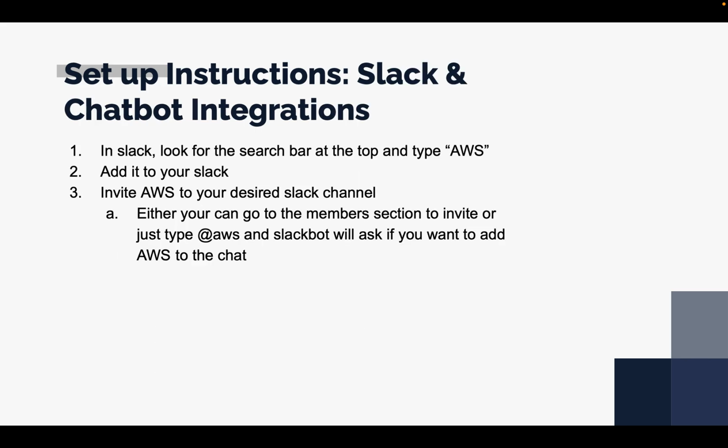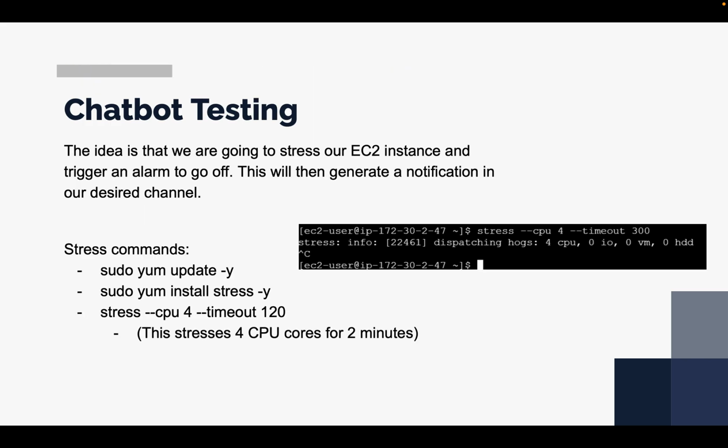From there, the Slack and chatbot integrations. So we set up a chatbot within AWS, but now it was time for us to set it up within Slack. Basically, you just go to Slack, go to the search bar at the top, search AWS, and install it. Then you can invite AWS Chatbot to your Slack channel. You can either add it from the members list, or go to AWS and it will install it. So that's pretty cool.